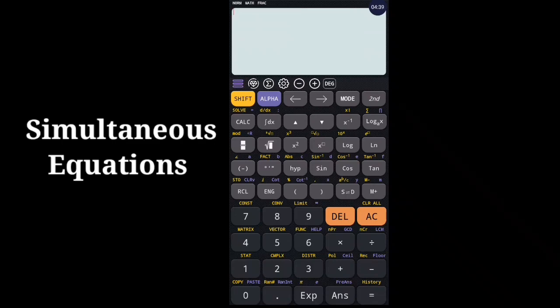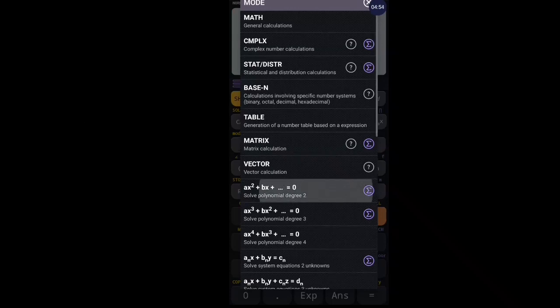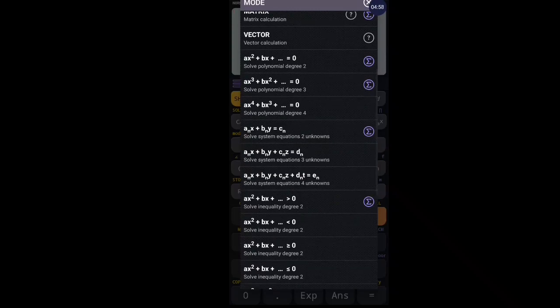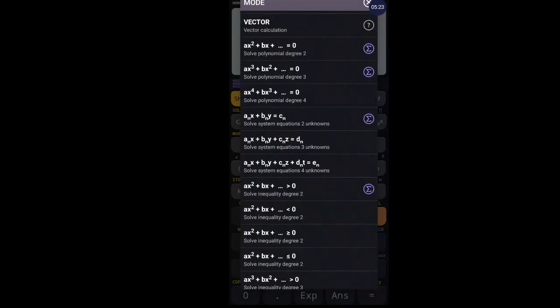To solve simultaneous equations, we also click on mode again, and find the operation mode which is going to solve simultaneous equations. So it's something relating to equations. So if you are using a normal calculator, you can click on equation again. So let's take that of two unknowns.